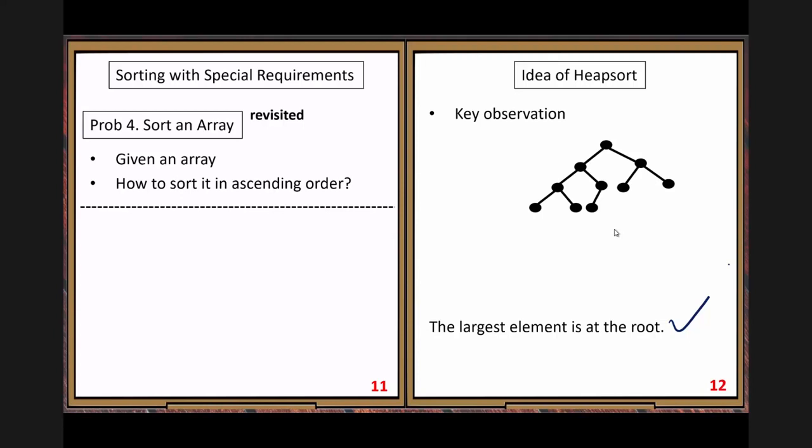Inside the array, you know the location of the root, right? What is the location of the root of a max heap inside the array? Index 1, right? Is it easy to grab that element and put it in place? Because we know that's the maximum, we can put it in place easily, right? We can put it in place immediately.